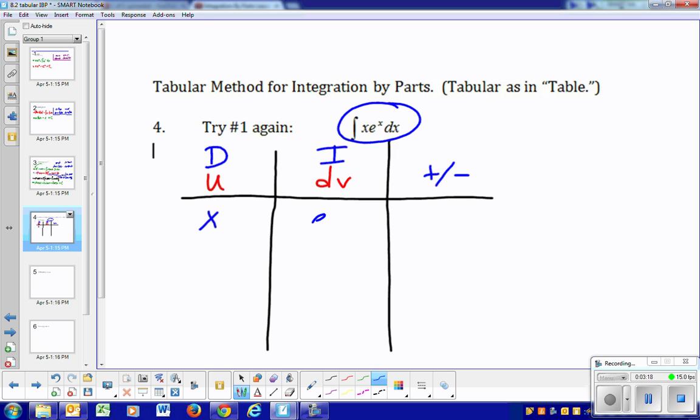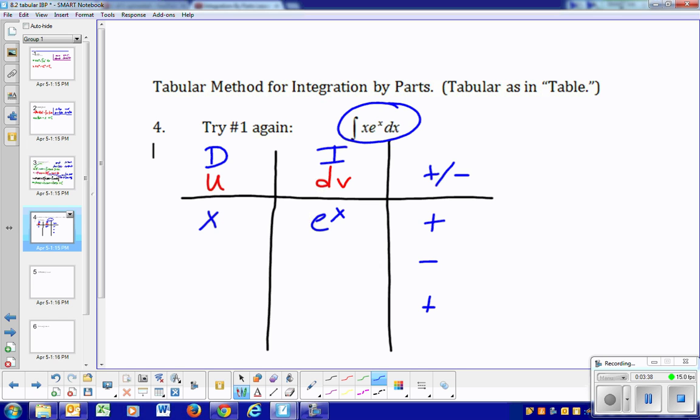Now, when I do this tabular integration by parts, I don't bother writing the dx. This is a shortcut-ish kind of thing, and it works out okay to not include the dx. So we'll just cut ourselves some slack on that. In this last column, as I mentioned, this always starts out positive, and then you just alternate signs. Not sure exactly how many we need.